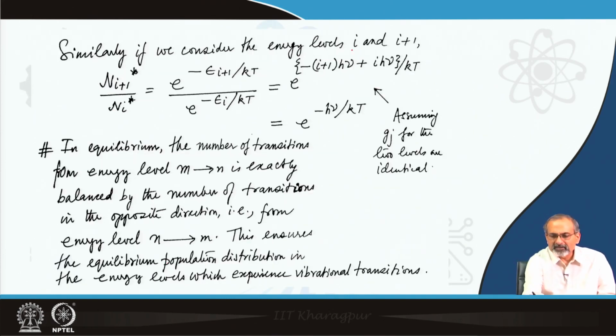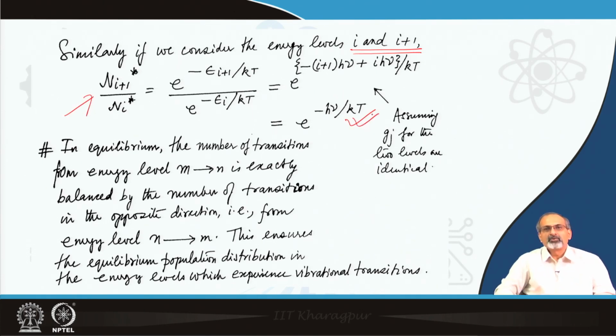Similarly, if you were to take the energy levels I and I plus 1, because this is also of interest to us, and take a ratio, using a very similar approach, you would be able to come to an identical expression. Again, we assume that the Gj levels are identical for those two neighboring energy levels.